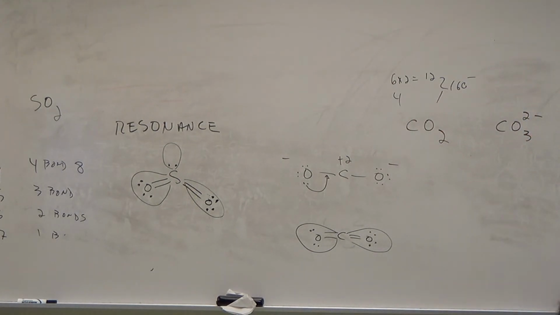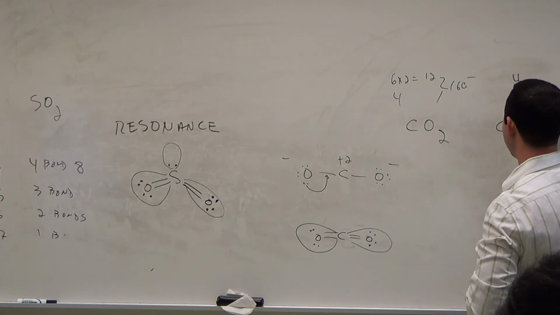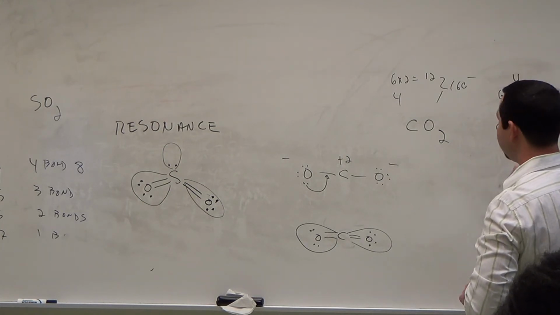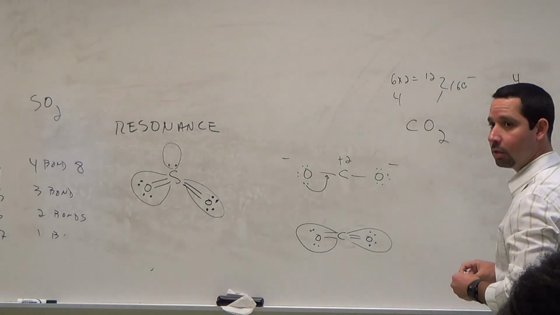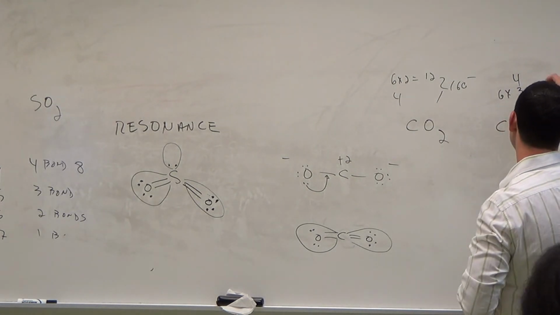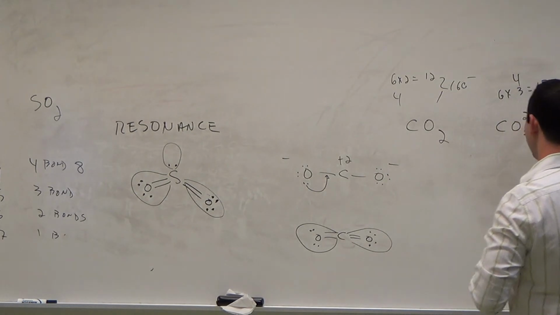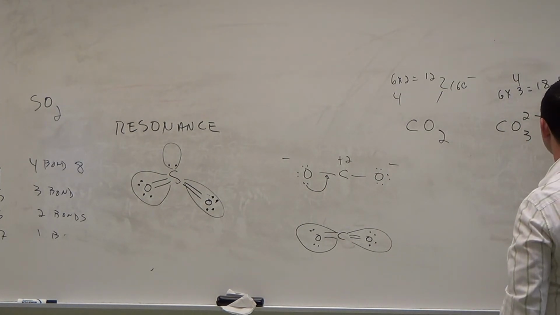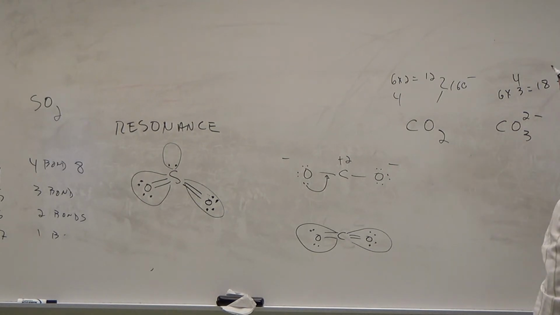Let's do CO3. What's CO3? Carbon is how many? 4. Oxygen is how many? 6 times 3 is 18. Plus 4, plus 2, because I have 2 electrons here I need to add, yes? So this is 18 plus 2 plus 4 is 24. 24 electrons I need to place, yes?